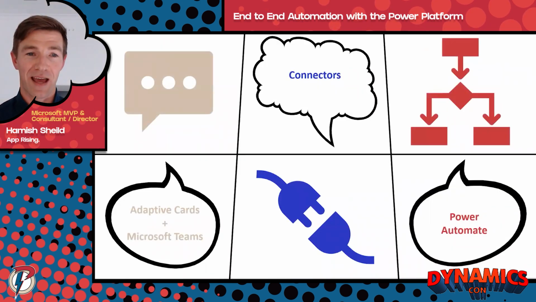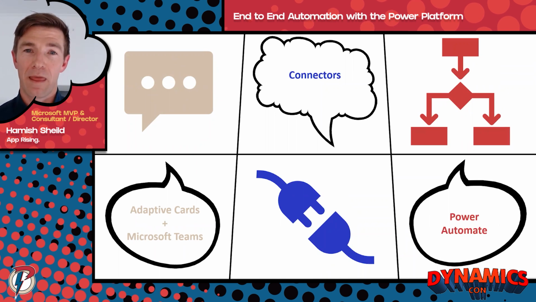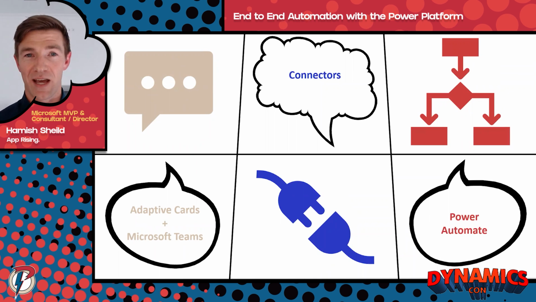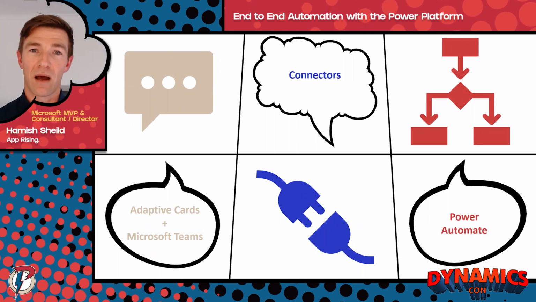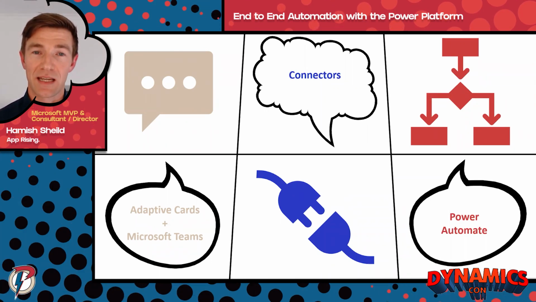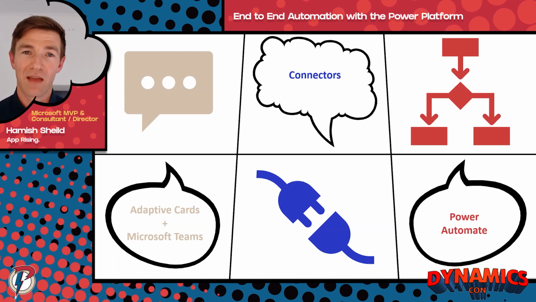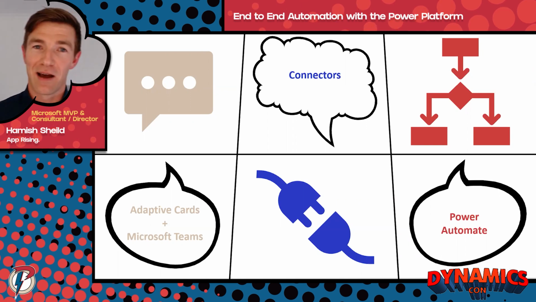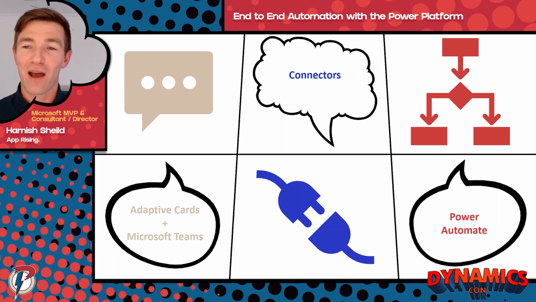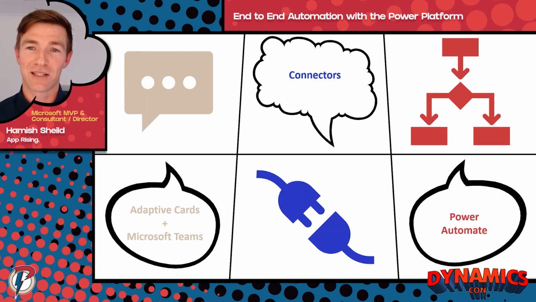We're also going to look at how we can use the Power Platform with other Microsoft services, so we're going to be using Adaptive Cards and Microsoft Teams. We are also going to look at building your own connectors: how do you connect the Power Platform to services where there are no connectors, or to other applications that you want to connect your Power Platform to. And then finally, we'll take a look at Power Automate, which is going to tie all of these components together so we can get that end-to-end process.